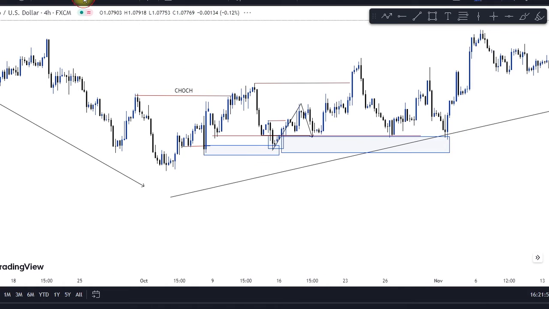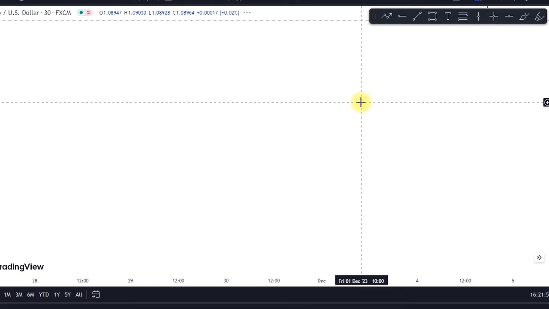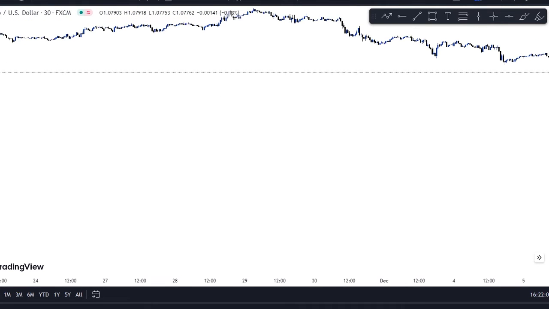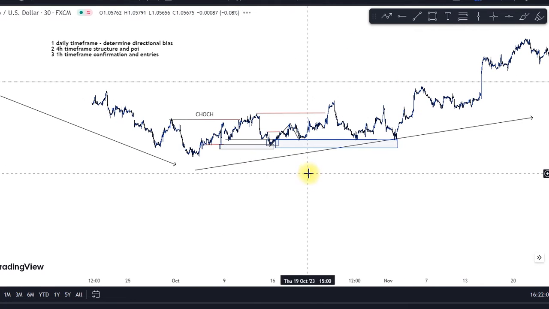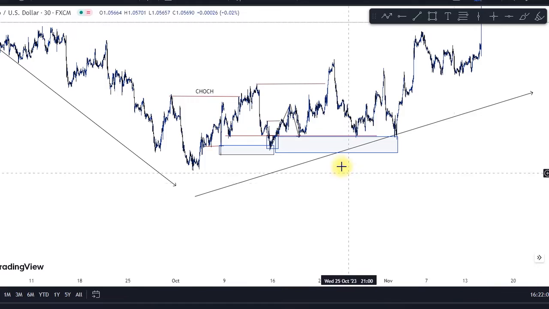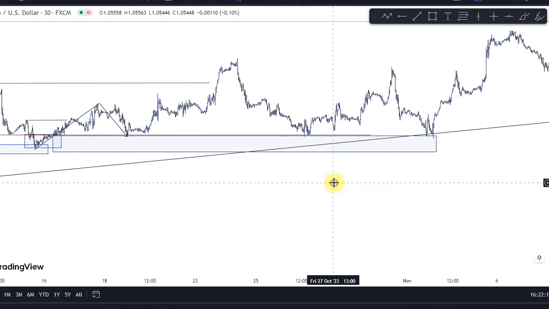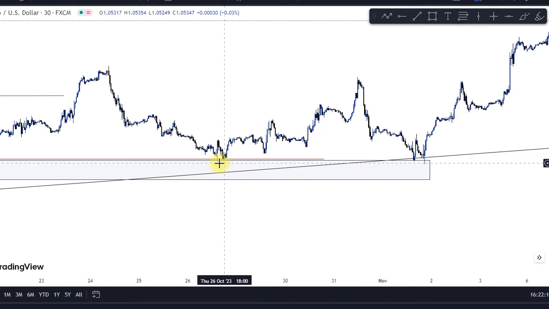So we go again to the 30 minutes time frame, and then we realize that we had a tap into our point of interest. This was the first tap into our point of interest.